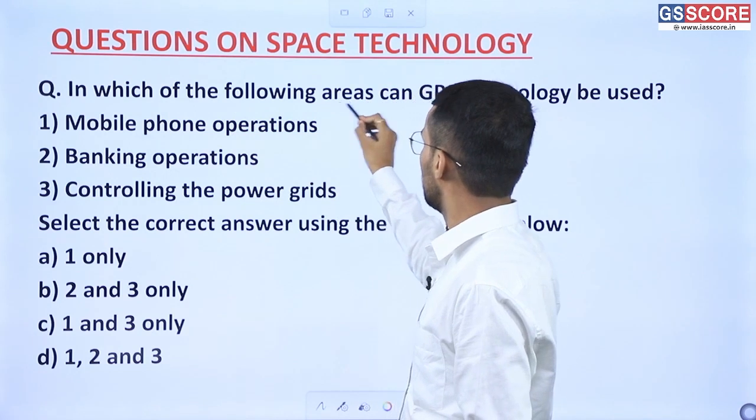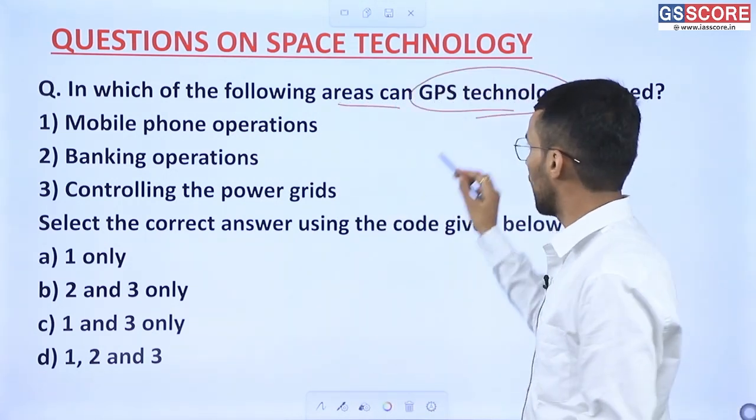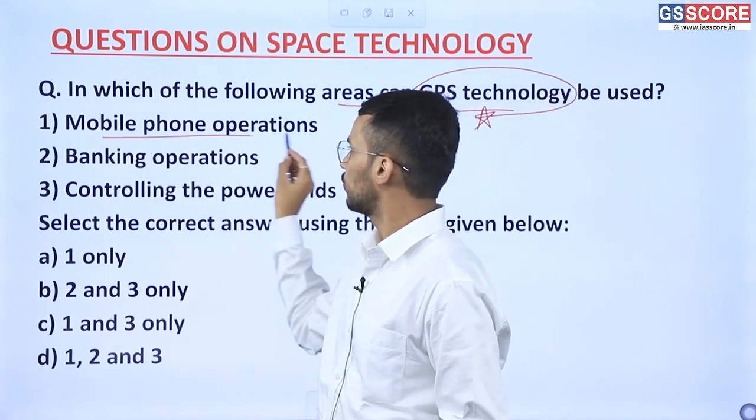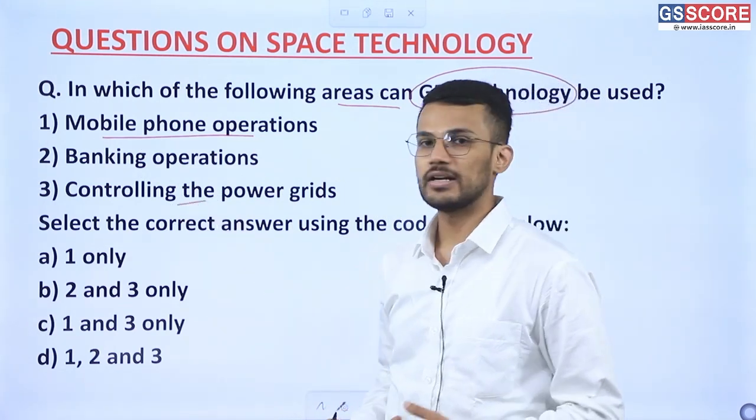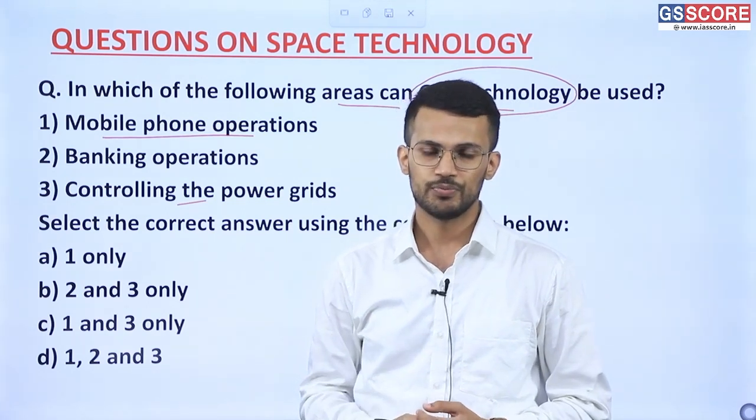In which of the following areas can GPS technology be used? So, application of GPS technology. It can be used in mobile phone operations, in banking operations, and in controlling the power grids as well. All these are applications of GPS technology.